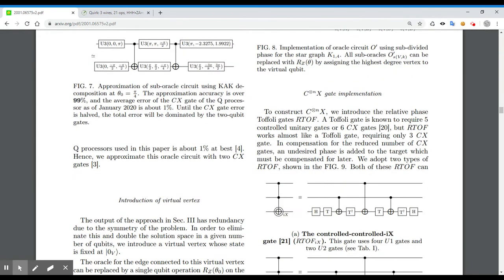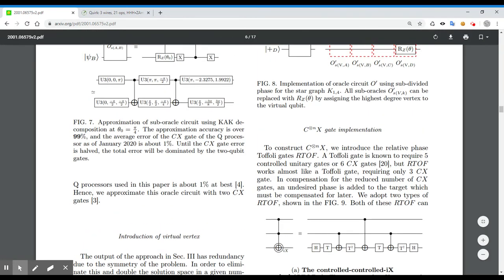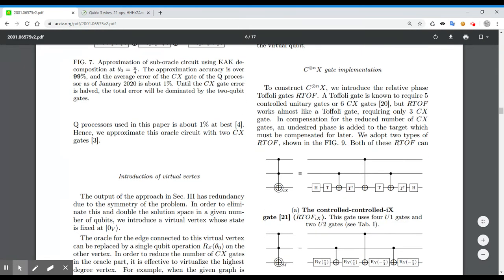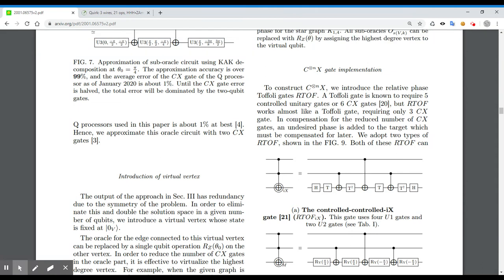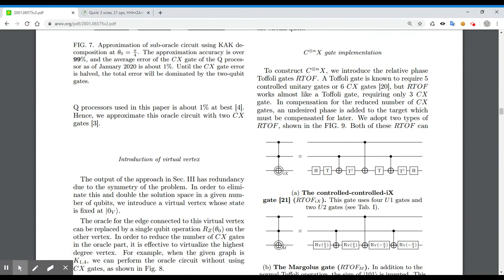So that's figure 8. That was from the previous section. Control X gate implementation. To construct the control X, we introduce the relative phase Toffoli gates, Artoff. So wait a second. The relative phase Toffoli gates.